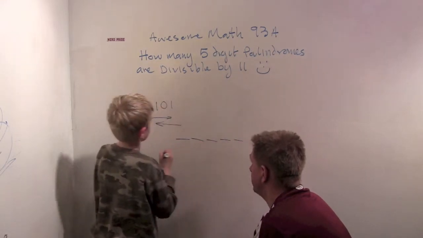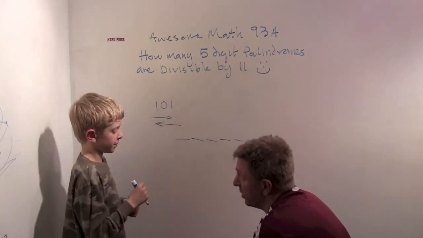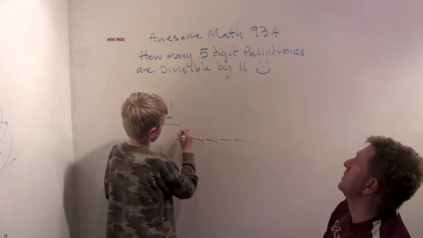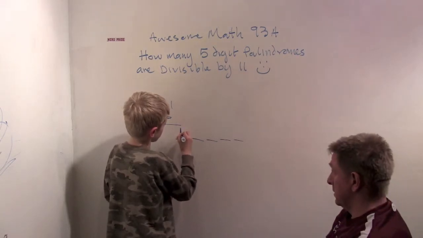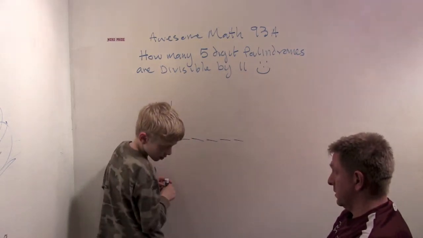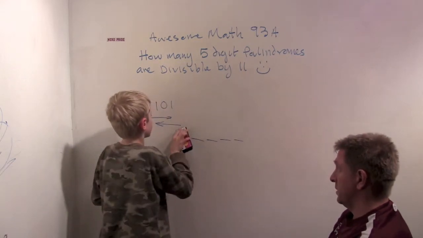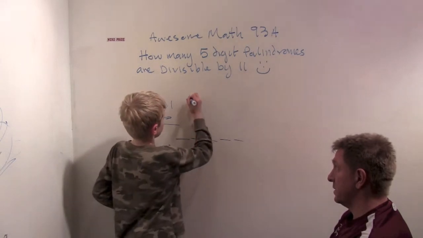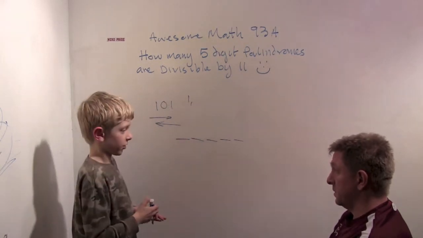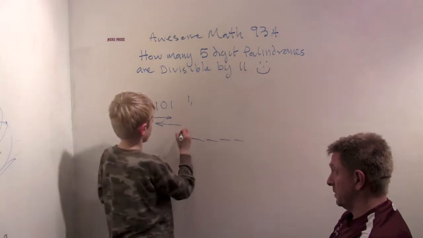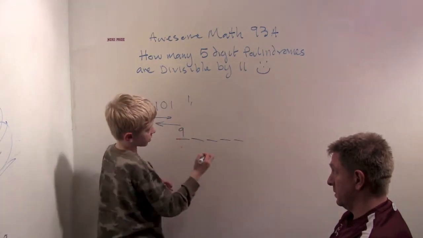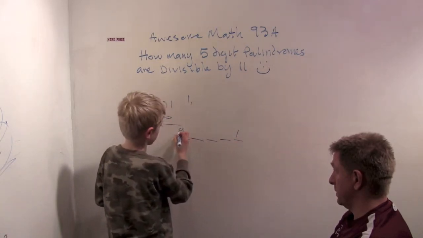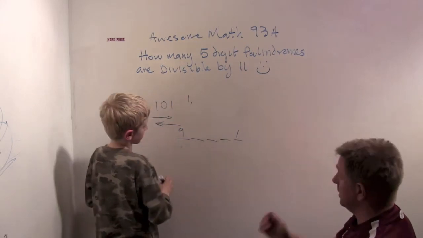First, we probably have to figure out how many 5-digit palindromes there are. That might be a good starting point. How would we figure that out? You can use 1, 2, 3, 4, 5, 6, 7, 8, or 9, so you have 9 choices for the first digit. And then you have 1 choice for the last digit, because it has to be whatever the first digit is.